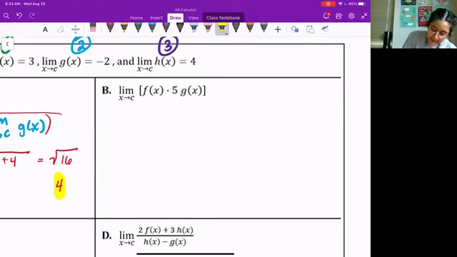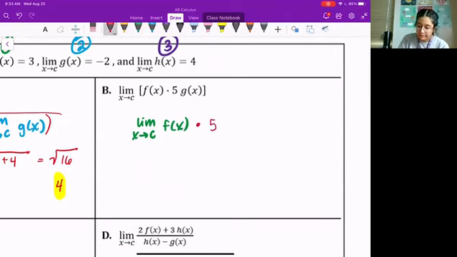I want to break it up into some stuff I know. The first thing they told me was the limit as x approaches c for f of x. And I want to multiply that. They gave me this 5, and I'm going to multiply that by the limit as x approaches c for g of x.